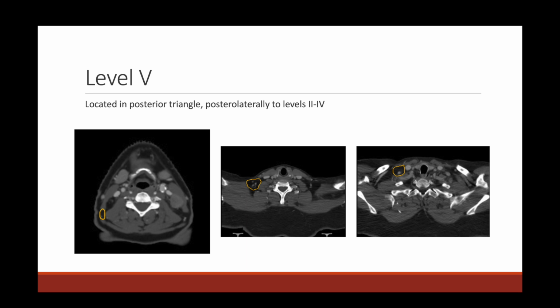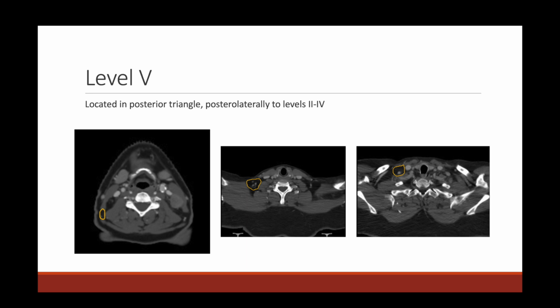So levels 2 through 4 are often covered by default in our elective nodal volume. Level 5, we typically cover electively if we're dealing with a nasopharyngeal tumor. And if we have involvement of a level 2 through 4 node, then we also cover level 5, just because now that we know that there's a level 2 through 4 node involved, whichever side that node is involved on, we will cover that ipsilateral level 5, since it's an adjacent level. So that's one of the principles of coverage.